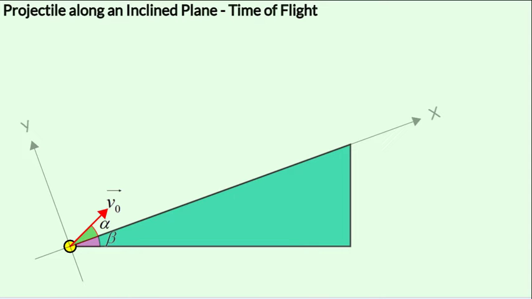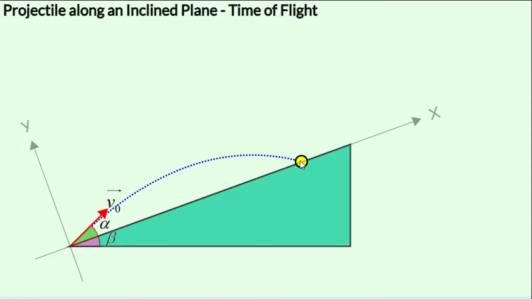Now we are at the point where we need to compute the range of this projectile launched from an incline. But if you remember how we had earlier found the range of the projectile launched from the ground, we first computed the time of flight. So this is the time of flight, right from the time it is launched to the time the projectile lands.